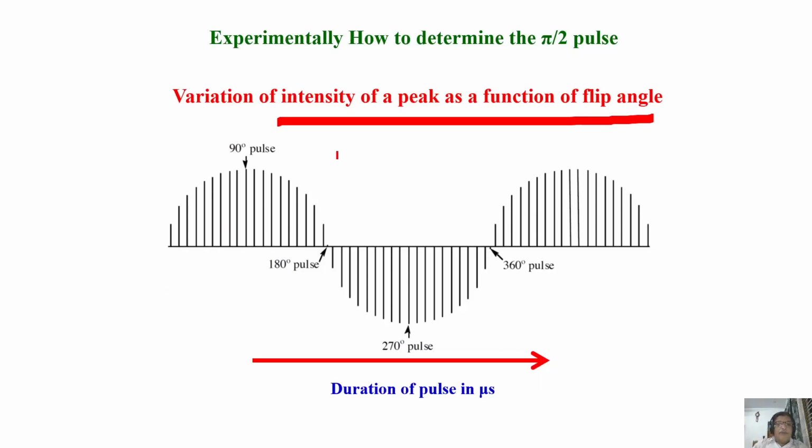I'll put the sample in the magnetic field. Set the pulse width, let us say 2 microsecond or 1 microsecond. Start with a small value. Collect the signal. Do the Fourier transformation. Get the frequency spectrum. Measure the intensity.